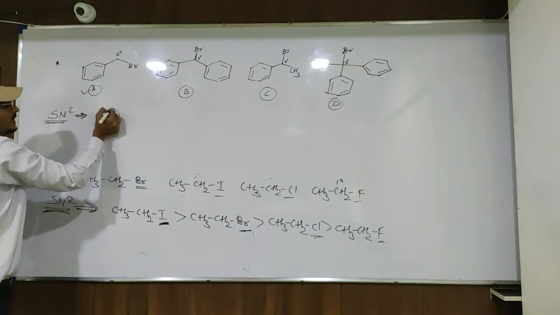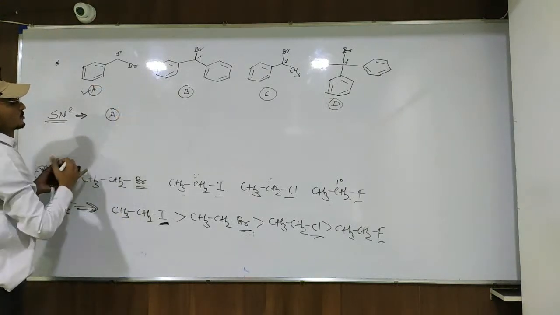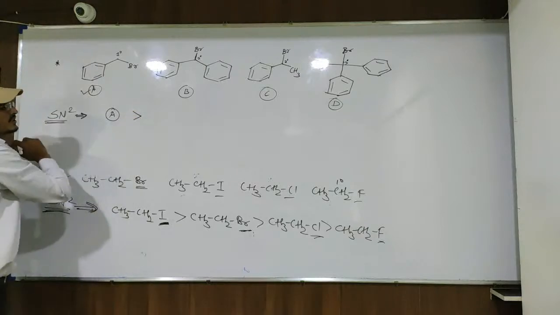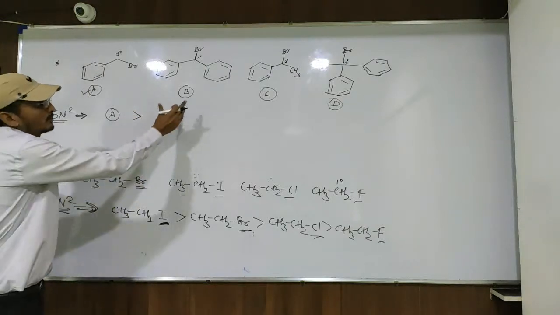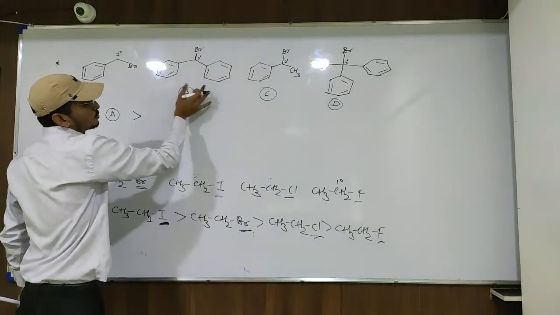So we write the order A because A is the primary electrophile, no doubt. So that's why it shows faster SN2 reaction. But what about B and C? Among B and C, let us see these two molecules.